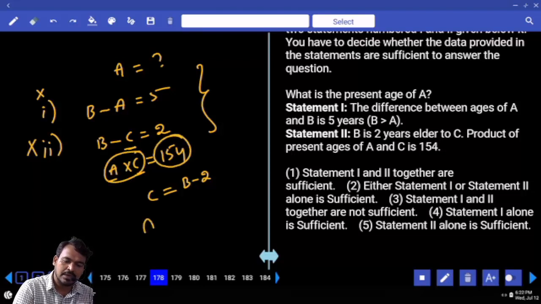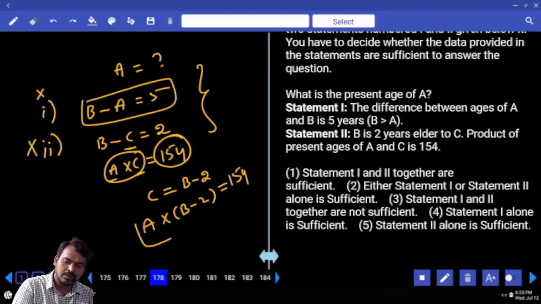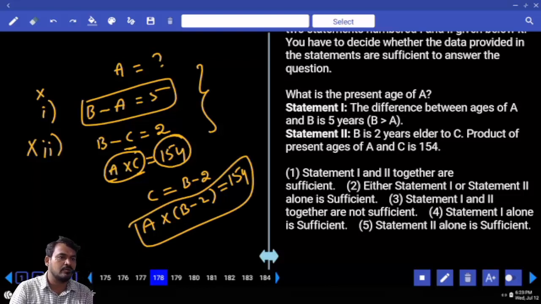A into B minus 2 is equal to how much value? 154. Already we know the B minus A relation. By using these two we get the individual values of A and B, because the linear equation is B equal to A plus 5. In place of B we substitute which one? A plus 5 minus 2.